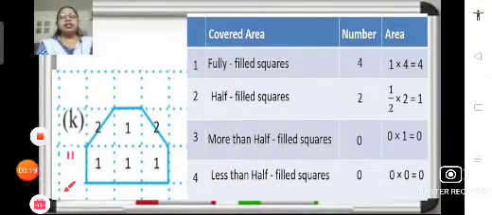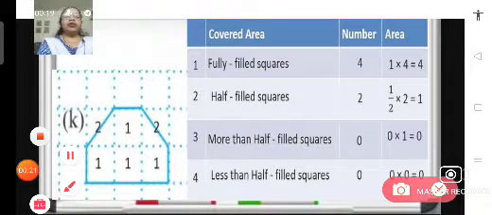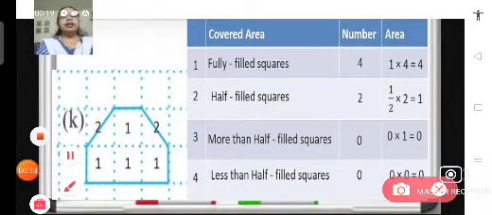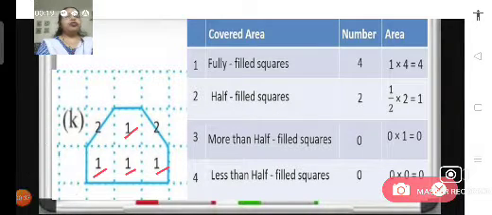Children, we have learnt that we will count the number of fully filled squares, half filled squares, more than half filled squares and less than half filled squares, and then find the total area of the figure. So how many fully filled squares are there? We have 1, 2, 3 and 4. 4 fully filled squares. That means 1 multiplied by 4, 4 square units.